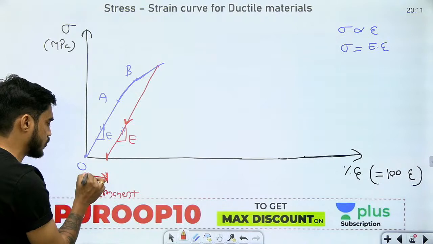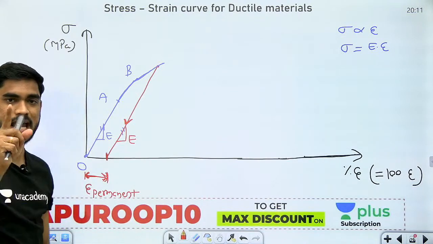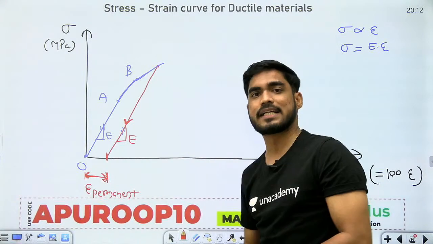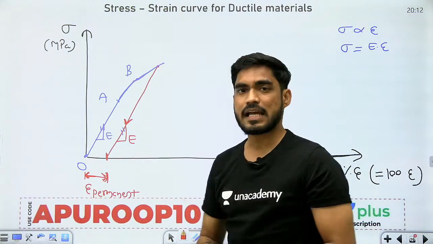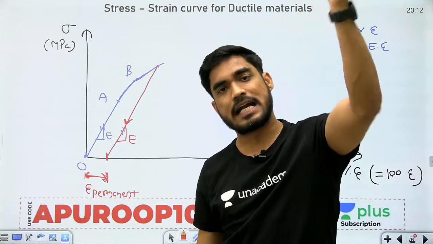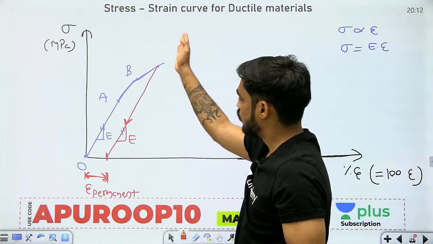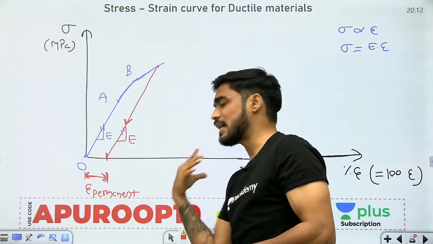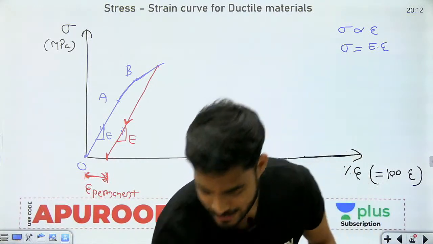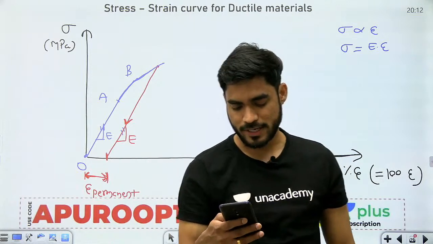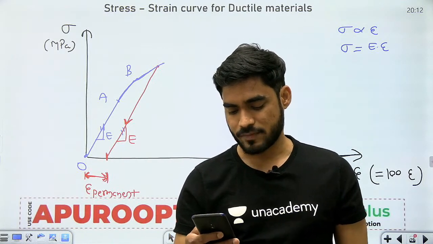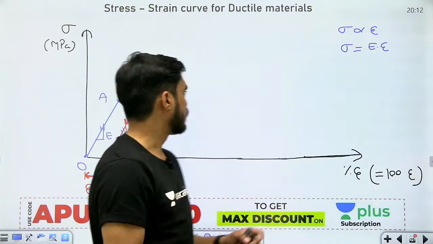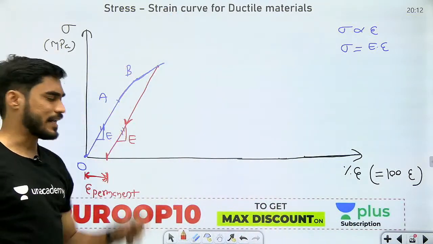Now, this is a very important concept. We are going to use this concept in numericals also. This concept is useful in solving numericals. So after B, if I remove the load at any point, the curve will move back like this, and this strain will be the permanent strain. Is this point clear to you? Yes. Okay.